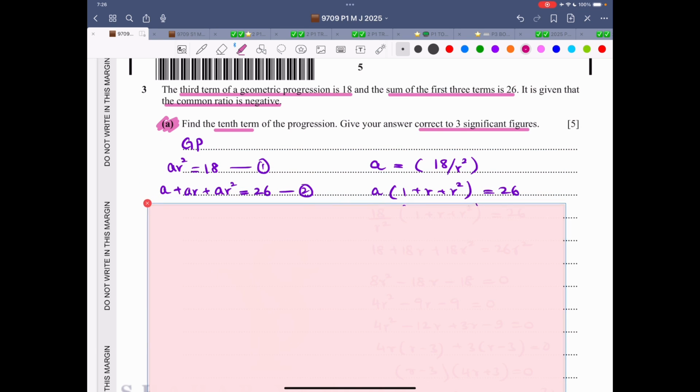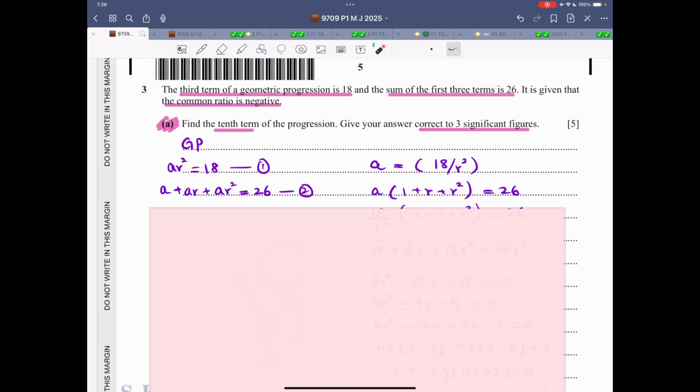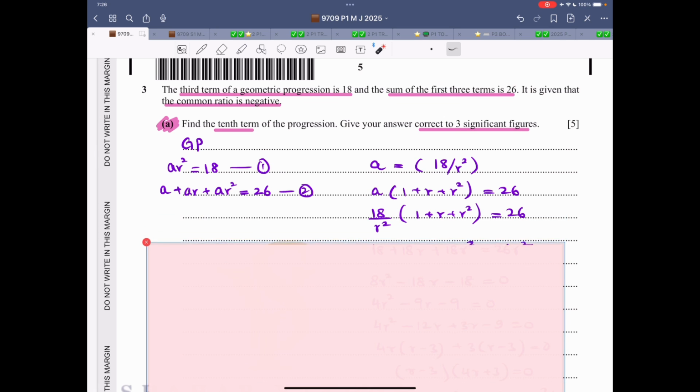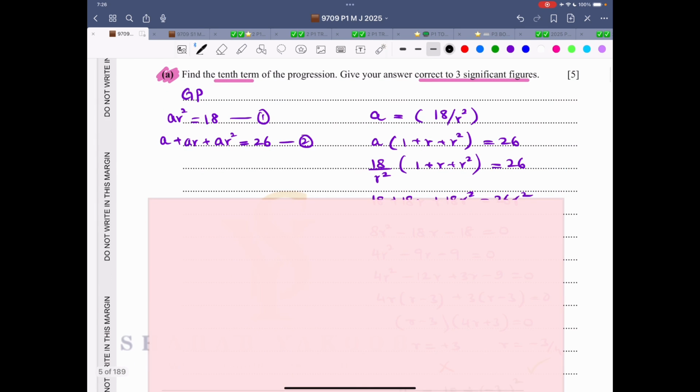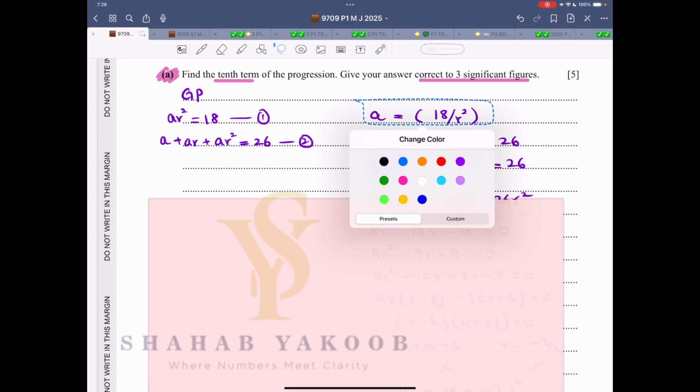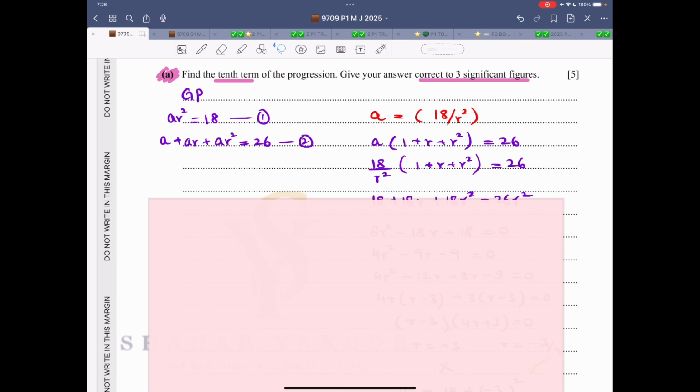So now, if this is a GP, then the third term is AR square, that is 18. And the sum of the first 3 terms, I'm adding it individually, otherwise I'll get a cubic equation. I'll add it individually, that's 26. From here, make A the subject, or you can substitute. So basically, what I'm doing is that, let me just highlight this thing. And over here, let me change it into red color. So now this thing, red over here, that is highlighted and it is substituted over here. The rest is algebra.